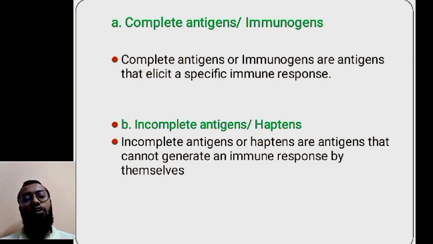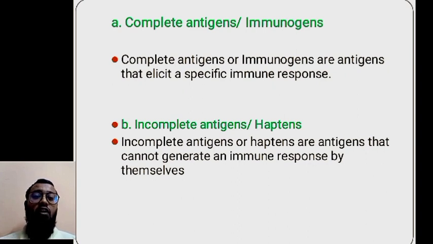Complete antigens or immunogens are the antigens that elicit a specific immune response. Remember, students, the complete antigen elicits a specific immune response. Why? Because in an earlier lecture I explained that the molecular size of the antigen plays a very important role, and the molecular size of the antigen should be more than 5000 Dalton or 10,000 Dalton, and this size varies by antigen, and the chemical nature of the antigen also affects it.